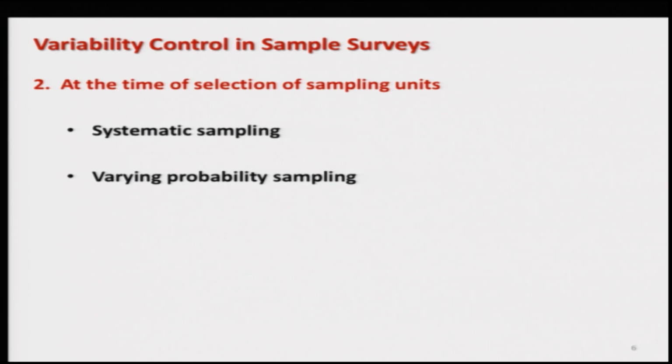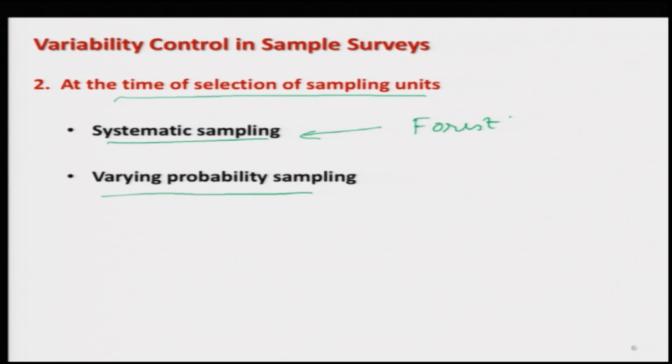Now, sometimes the variability can also be controlled at the time of selection of the sampling units. For example, the systematic sampling, varying probability sampling, etc., they help us. For example, systematic sampling is used in a condition like forest, right. Suppose you want to see the amount of wood of some particular trees. Now, inside the forest you cannot create the sampling frame, because the sampling frame has to be created before the start of the survey.